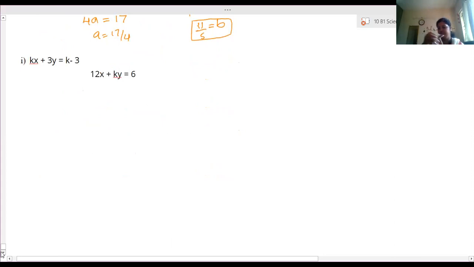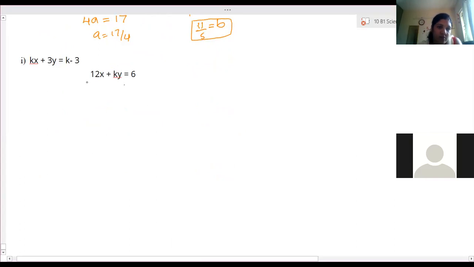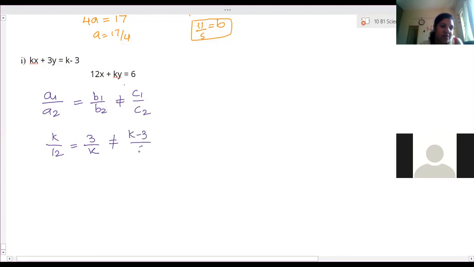This is the question, right? Yes, ma'am. So here it is no solution. So A1 by A2 is equal to B1 by B2, but not equal to C1 by C2. So K by 12 is equal to 3 by K, not equal to K minus 3 by 6. When you solve this, you will get K square is equal to 36. So the value of K is plus and minus 6.